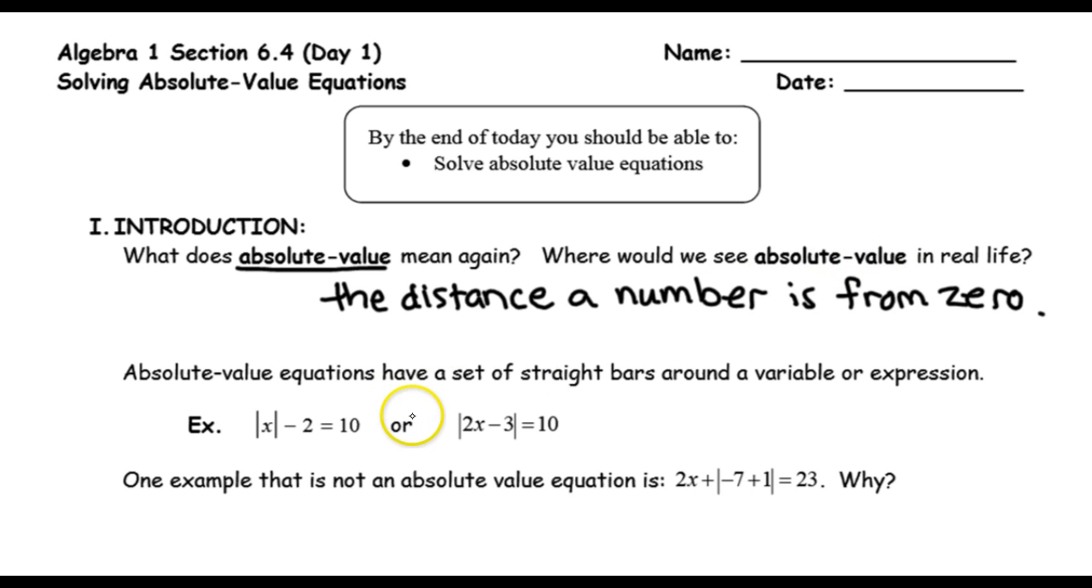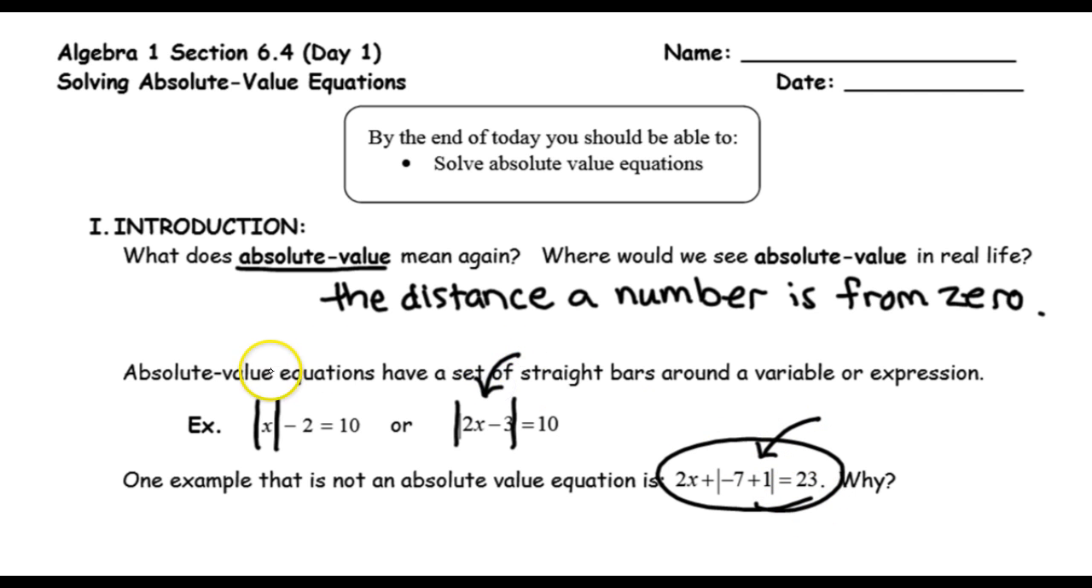Absolute value equations have a set of straight bars around a variable expression. If you see here, here are the absolute value bars that signify absolute value. And here's another example where the absolute value bars are around an expression, 2x minus 3. An example that is not an absolute value equation is here, because the variable is not inside of the absolute value bars. Notice in these two examples, the variable is. So in order for it to be an absolute value equation, the variable has to be inside of the absolute value bars.